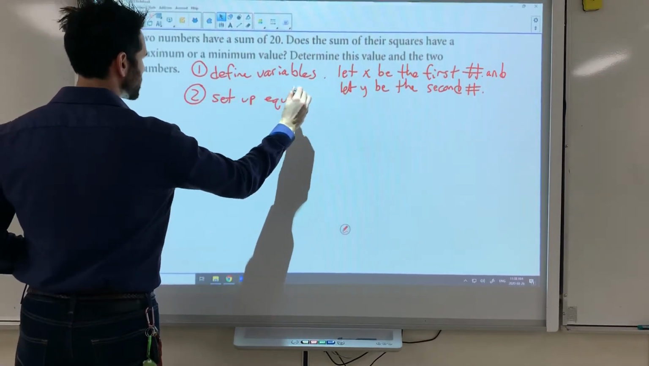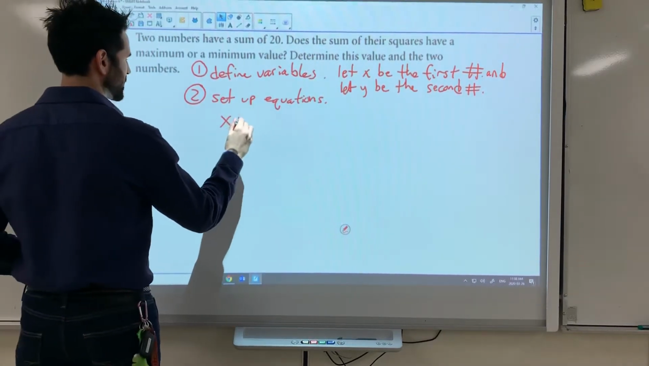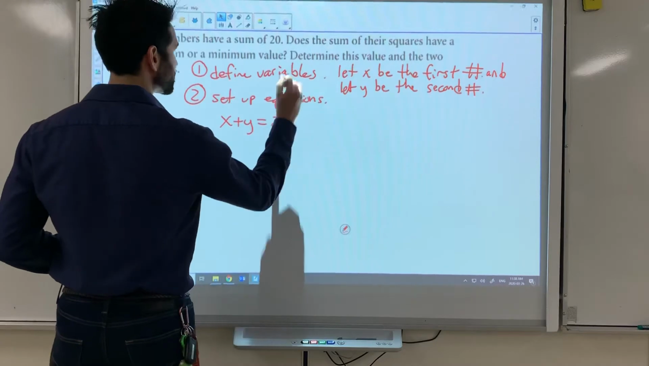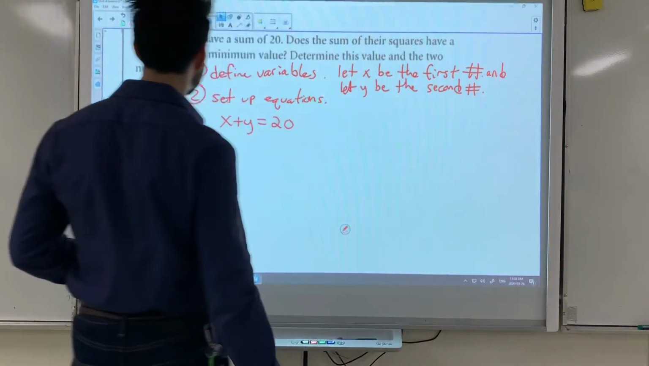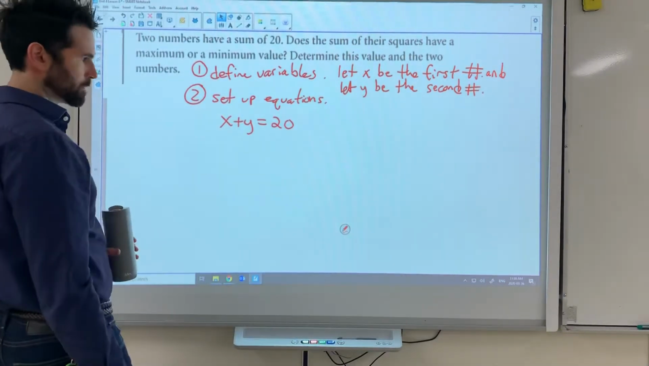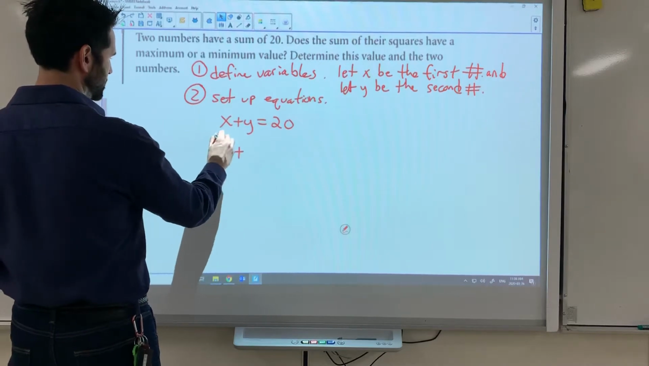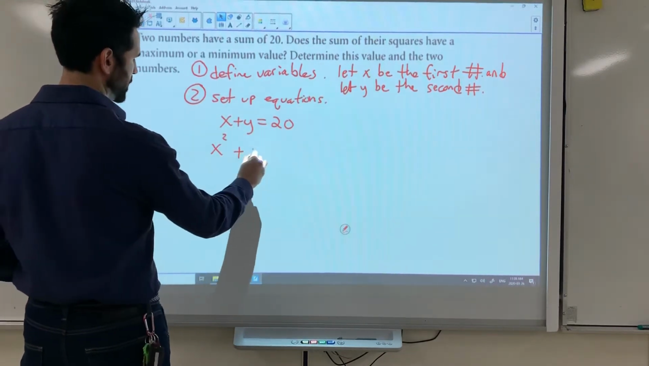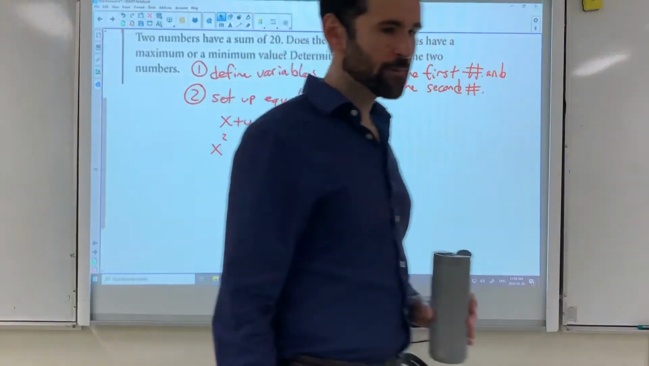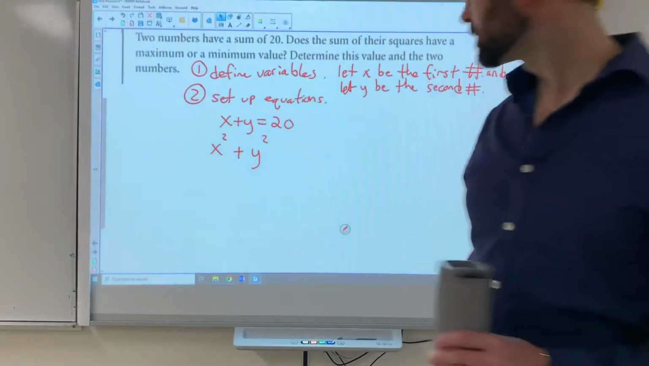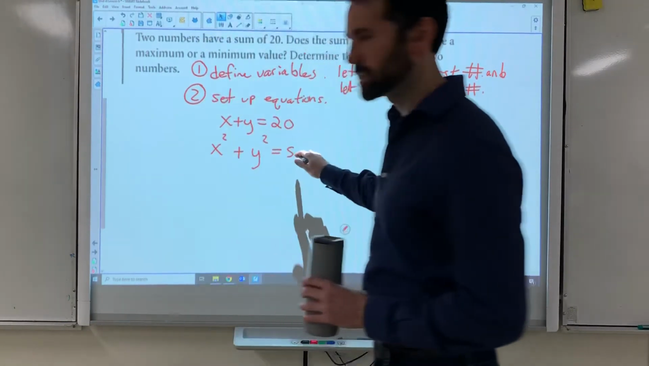That's your second step. So read the question again. You might have to read it twice, 3 times. So one equation is that x plus y equals 20. And then it says, does the sum of their squares have a max or a min? So when I square x, I get x squared. When I square y, I get y squared. Does the sum of their squares have a maximum or minimum value? Well, this is equal to the sum, so we'll just call it s.